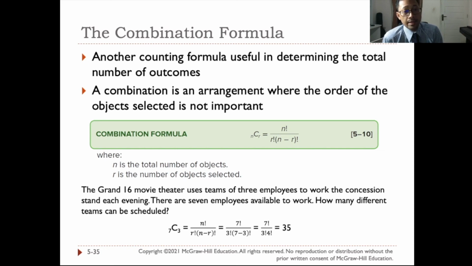The Grand 16 movie theater uses teams of 3 employees to work the concession stand each evening. There are 7 employees available to work. Now, how many different teams can be scheduled? This is how many different teams of 3 can be scheduled, so it's 7 choose 3. That's 7 factorial divided by 3 factorial multiplied by 7 minus 3 factorial, so 7 factorial divided by 3 factorial and 4 factorial. And so it's going to be 35.